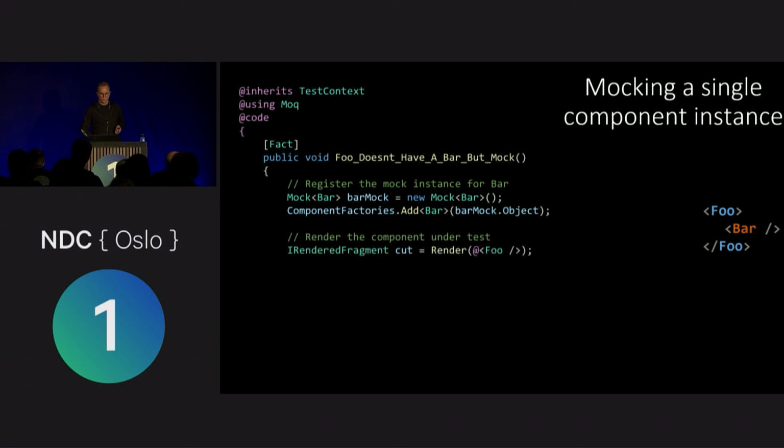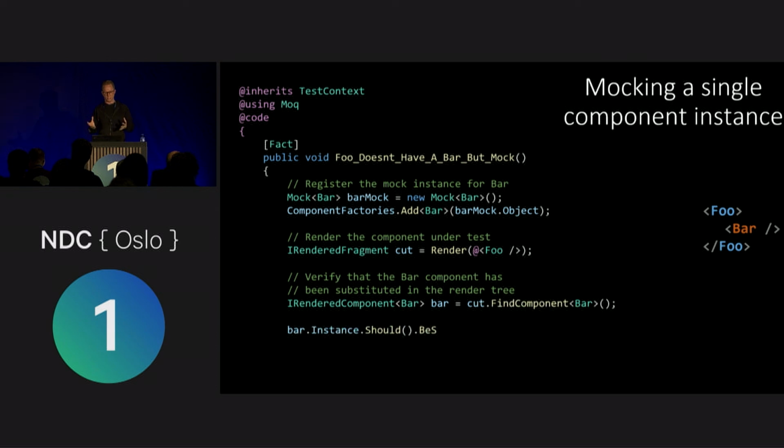Now, if we go ahead and render the full component, we can see that if we use FindComponent again to go into the component tree and find the Bar component, we do actually get one out. But when we go a bit deeper and look at the instance of that component, we will see that it is actually the same as the Bar mock object. So we did actually substitute it out with the mocked object.